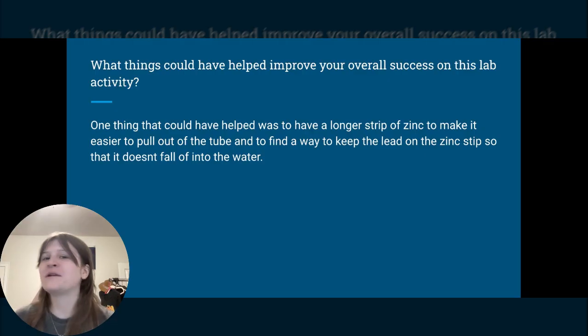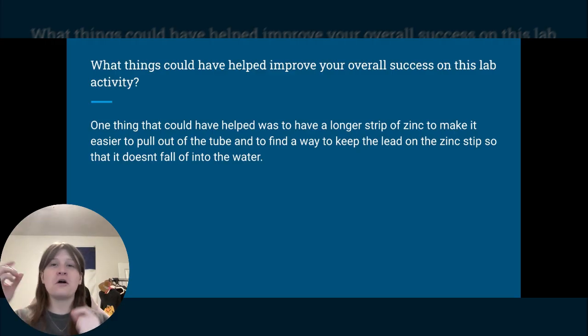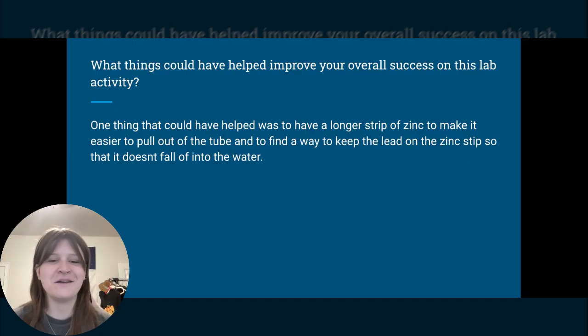What things could have helped improve my overall success on this lab activity? One thing that could have helped was to have a longer strip of zinc to make it easier to pull out of the tube, because I was trying to angle it, trying to get the tweezers in there to pull the zinc out, but it didn't want to. And also to find a way to keep the lead on the zinc strip so that it doesn't fall off into the water and stay in the tube, because I needed that, but it did not want to come out.